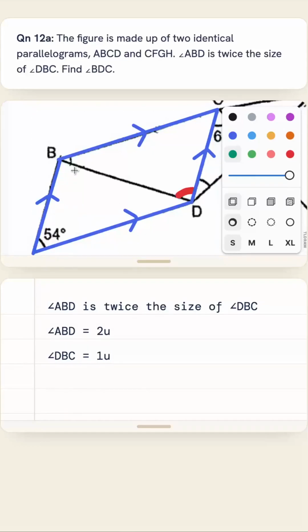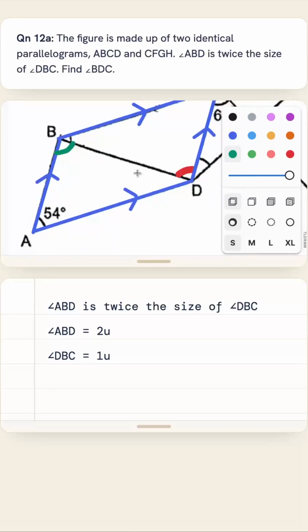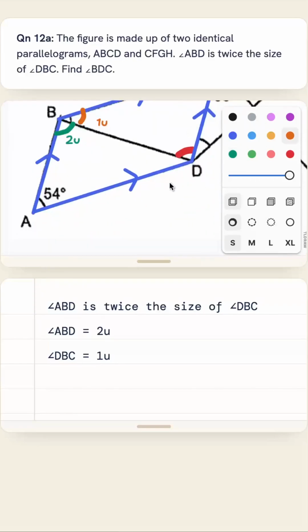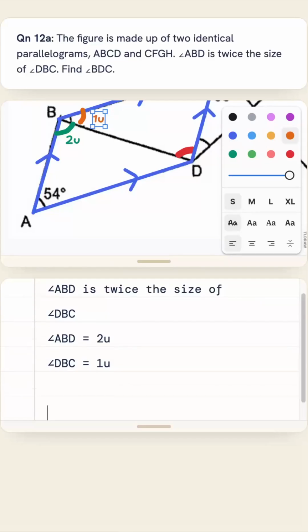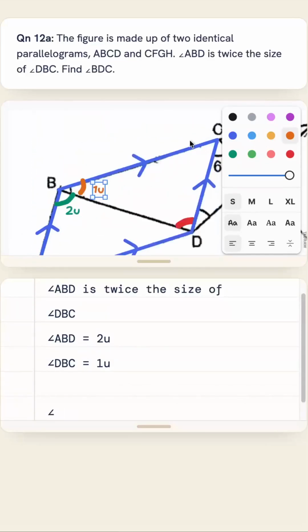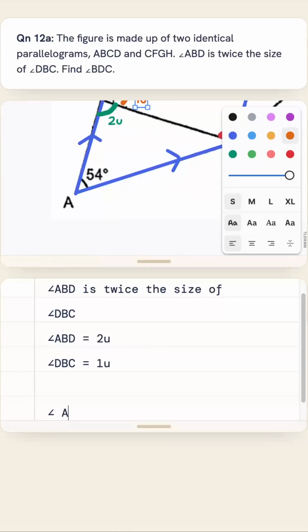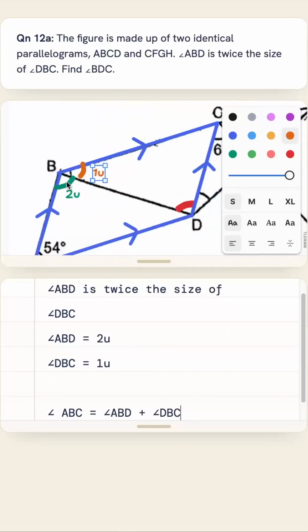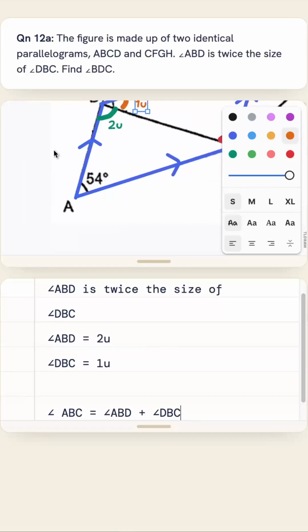So we can actually mark this down. I'm going to put it in green. So ABD over here is 2 units and DBC over here is 1 unit. So the thing is that angle ABC is equal to angle ABD plus angle DBC, right? Pretty straightforward. See, 2 units plus 1 unit is equal to 3 units.